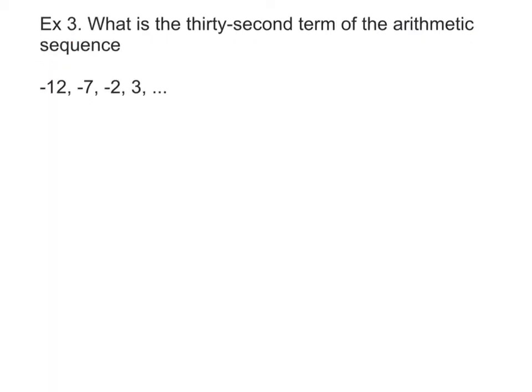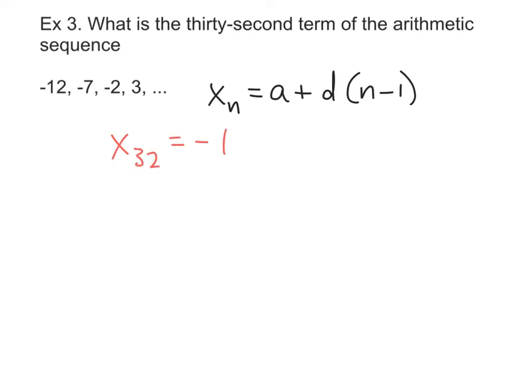Example 3, what is the 32nd term of an arithmetic sequence? So again, I need to use my formula. x sub n is equal to a plus d times n minus 1. So here I am looking for x sub 32 is equal to, well, my a is negative 12. Make sure you get that negative there, because that's my first term. Plus my d that's going on here is I am adding 5 each time. So I'm going to have a 5. And I know my n is 32 minus 1 there.